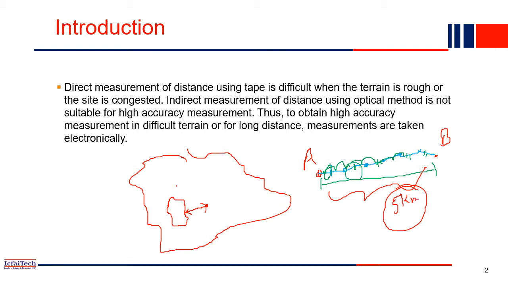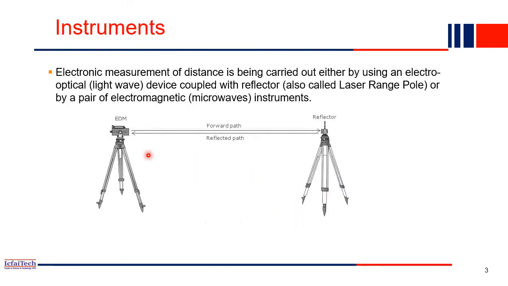Thus the electronic instrument is very useful, because even over a very long distance you can measure electronically. That is the use of electronic instruments for measuring distances. So what electronic instrument are we using? Electronic measurement of distance is carried out either by using an electro-optical device coupled with a reflector, also called a laser range pole, or a pair of electromagnetic instruments.